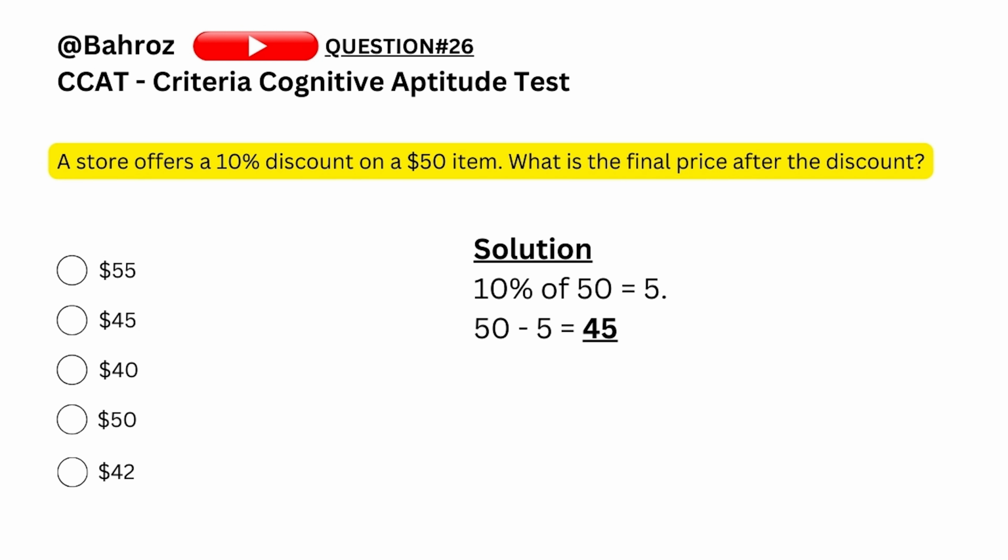Next question, a store offers a 10% discount on a $50 item. What is the final price after the discount? So 10% of 50 is 5. We take out 5 from 50, it's 45.